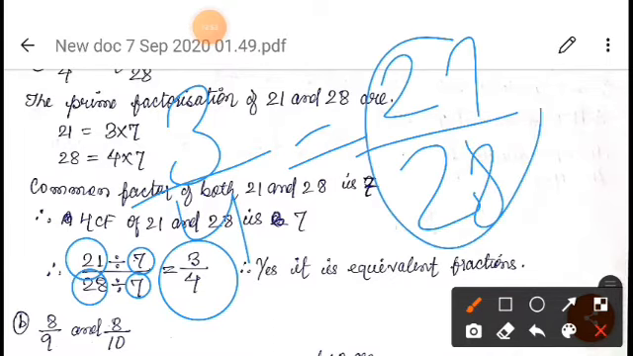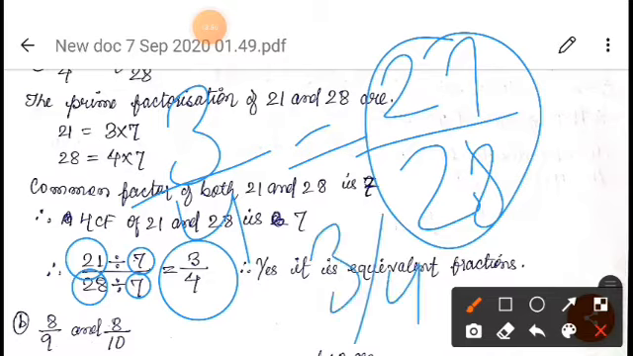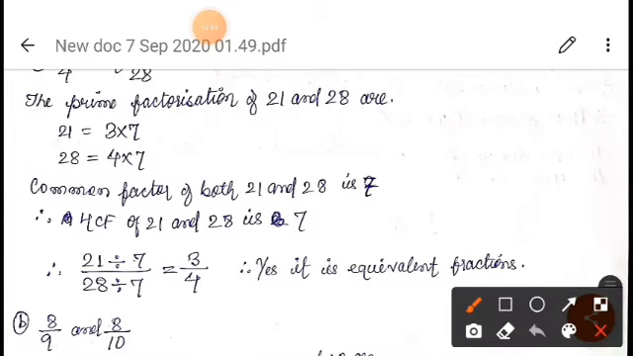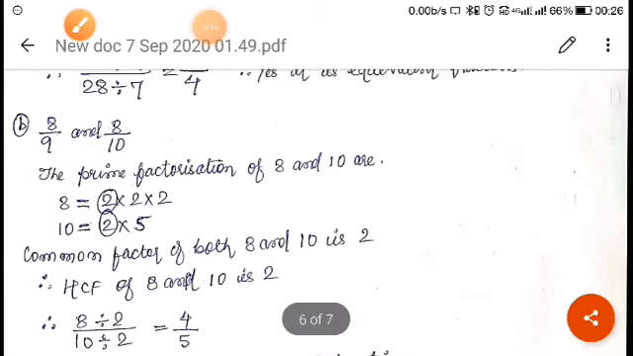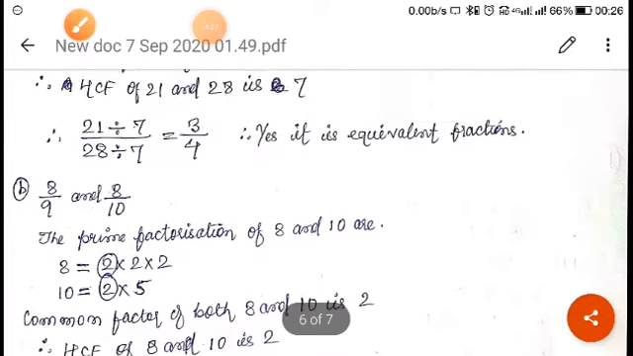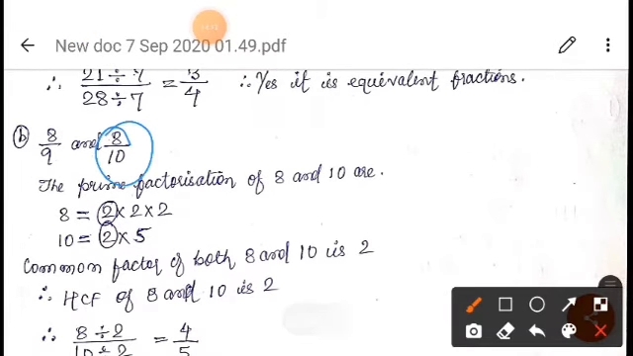So when we are solving this, it is coming again 3 by 4, right? So what we can say, yes, it is an equivalent fraction, okay? I hope you have understood this. The next one is also the same, as you can see I have done it for 8 by 10. For 8 by 10 it is again coming 4 by 5.